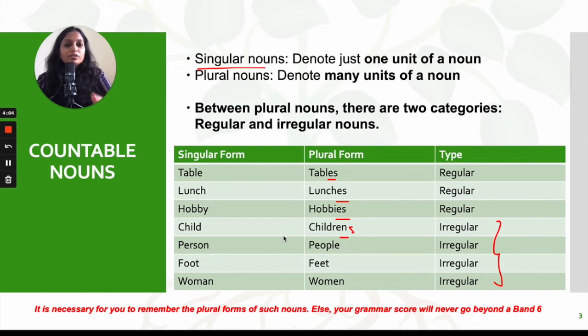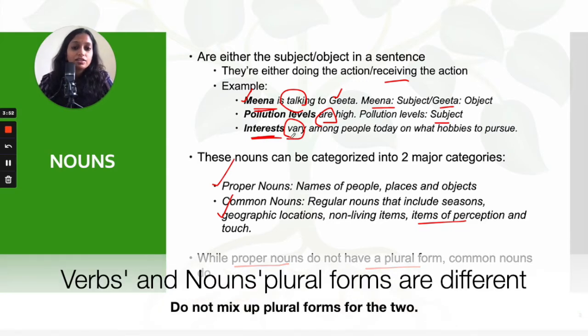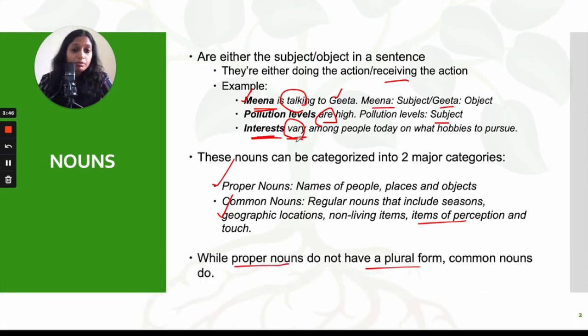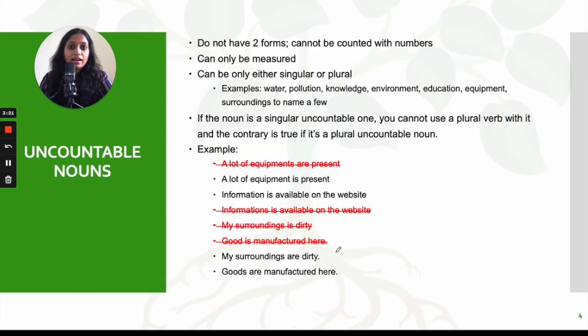Okay, now remember, don't get confused between this and the singular and plural form of verbs. If you can see the earlier sentence, Meena is talking to Geeta, pollution levels are high, interests vary. Vary is a plural verb. Varies is the singular form of that verb. Now we've done a video on subject verb agreement which talks about verbs in plural and singular forms, including some ideas about pronouns. So check that video out. I'm tagging that here. But this video, since it's about singular and plural nouns, remember that a plural noun is written like this and an irregular noun is written like this.